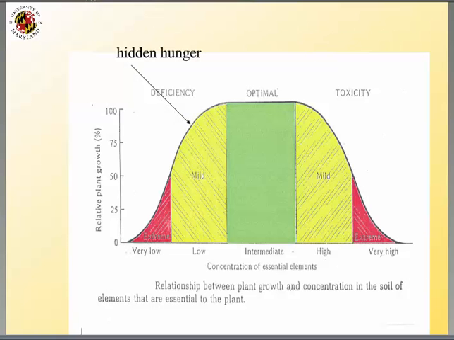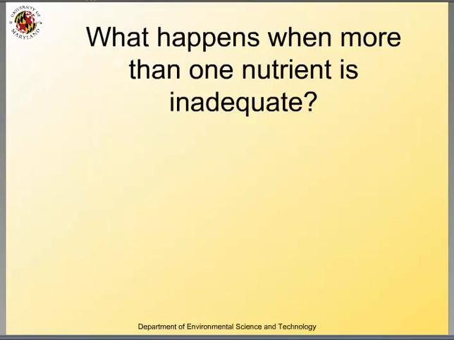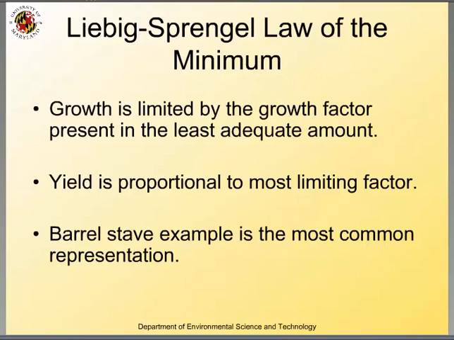Hidden hunger used to be a term for that range where there was a deficiency but it wasn't obvious. If you put hidden hunger in a search engine now, you get all kinds of stuff about human micronutrient deficiencies. No one's talking about plants anymore. Sometimes more than one nutrient is inadequate, so let's think about what happens then. You've probably heard of Liebig's law of the minimum. What it says is that growth is limited by the growth factor present in the least adequate amount. And yield is proportional to the most limiting factor.